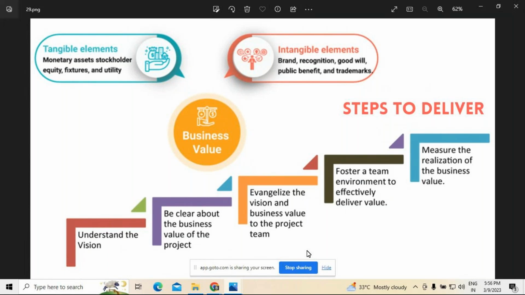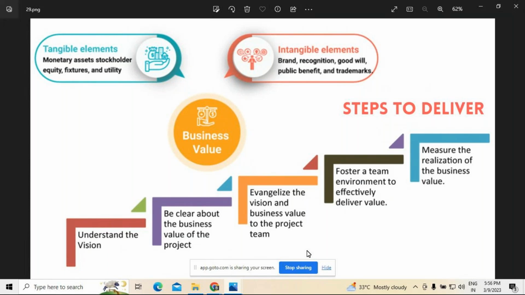Second, we have to be very clear about the business value of the project, what exactly we want to get out of it. Because in order to reach that vision, there is a mission statement which is a driving force for them to implement with. That is the driving force behind the particular thing. So having a clear idea about the business value is essentially required.